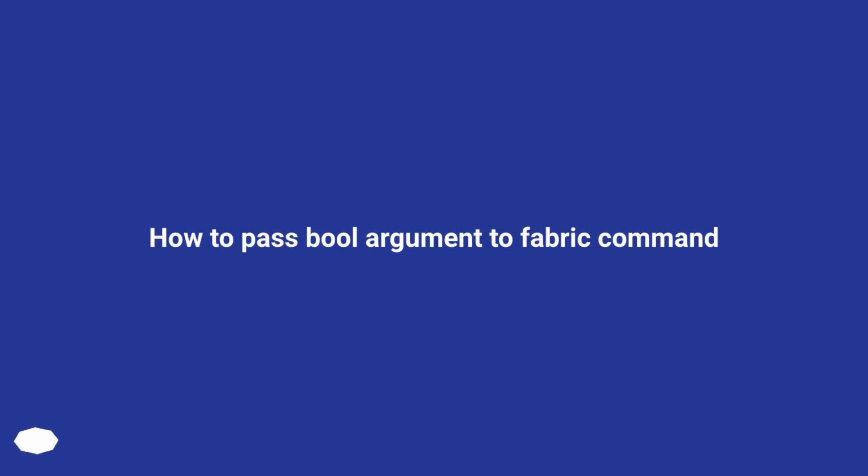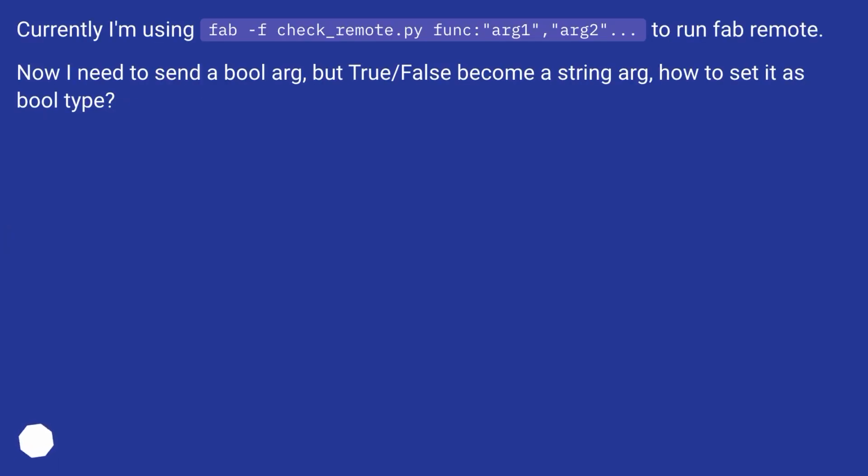How to pass a bool argument to a fabric command. Currently I'm using fab -f check_remote.py func:column,arg1,arg2,... to run fab remote. Now I need to send a bool arg, but true/false become a string arg. How to set it as bool type?